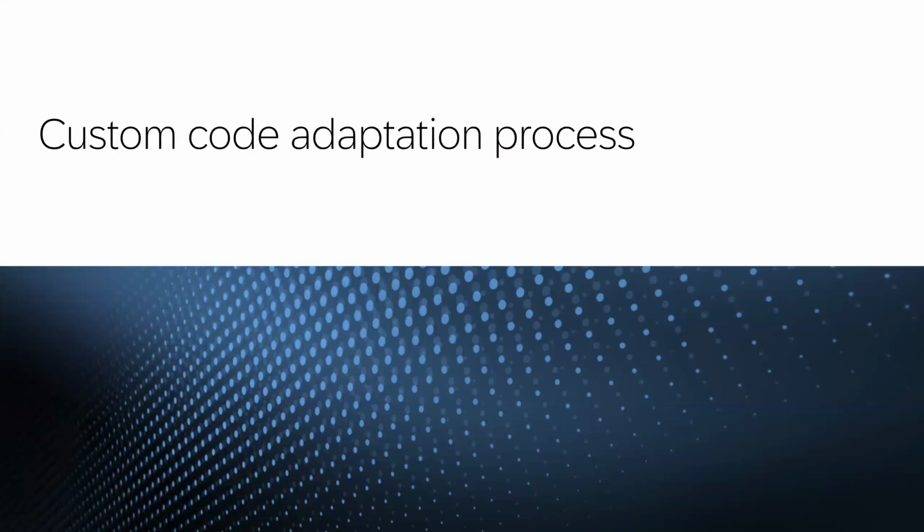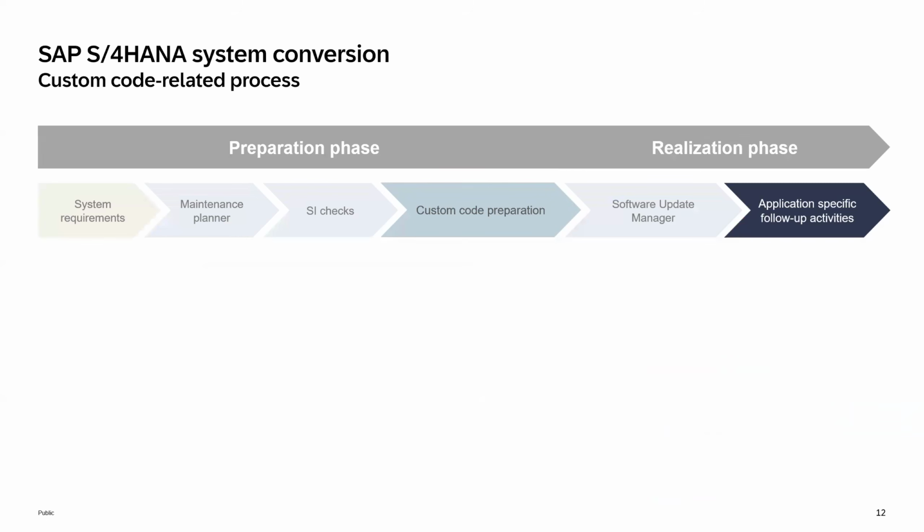How does the custom code adaptation process look like? Here on the slide, you see the traditional S/4HANA system conversion process, which consists of preparation phase and realization phase. And you see the main steps there which are relevant for the system conversion, like checking system requirements, like executing maintenance planner, running simplification items checks, and so on.